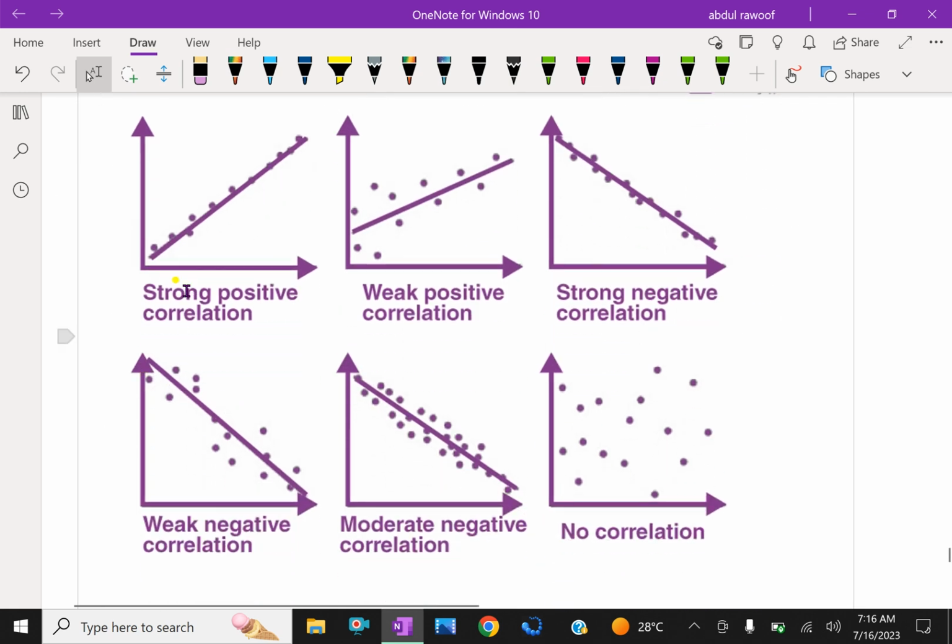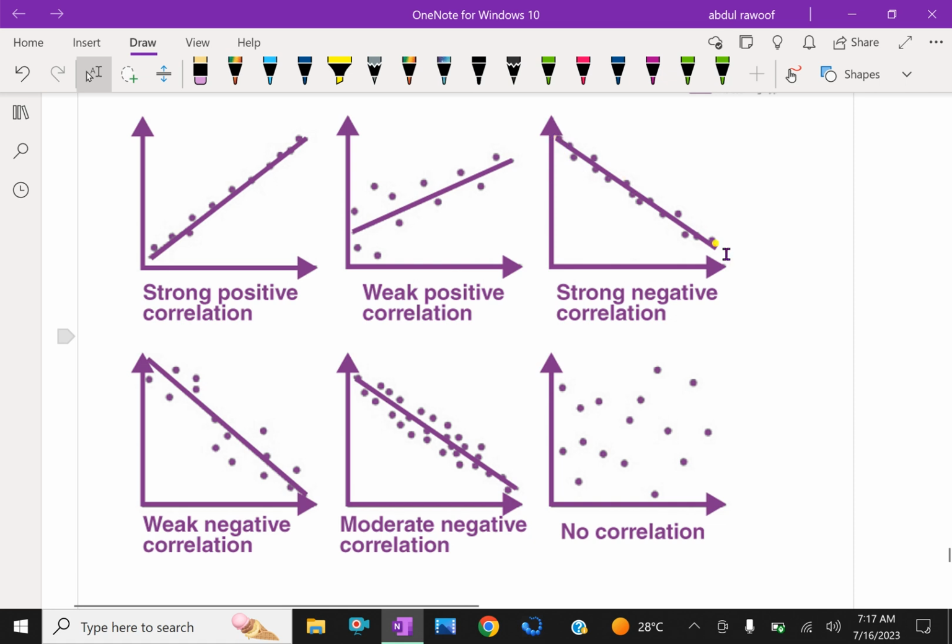Here, it is a strongly positive correlation. Suppose the dotted points are given. If we join them easily, that means most points nearer to the line give a straight line. It's a strong positive correlation. This one is a weak positive correlation. Here the slope is more, there the slope is less. Weak positive correlation means the dispersed points are more away from the best fit line.